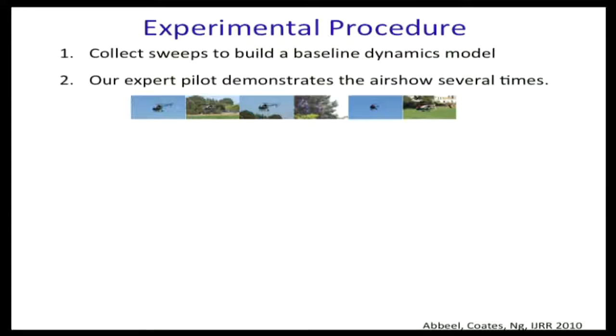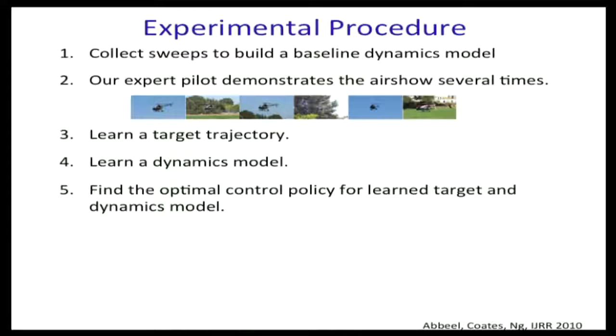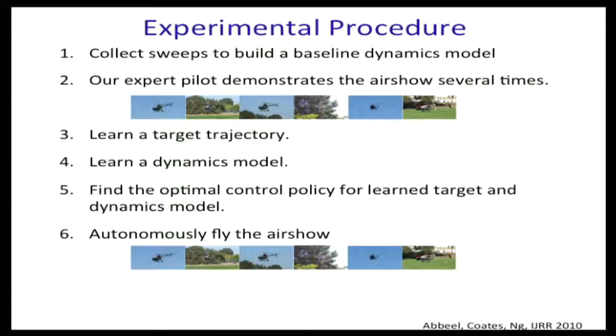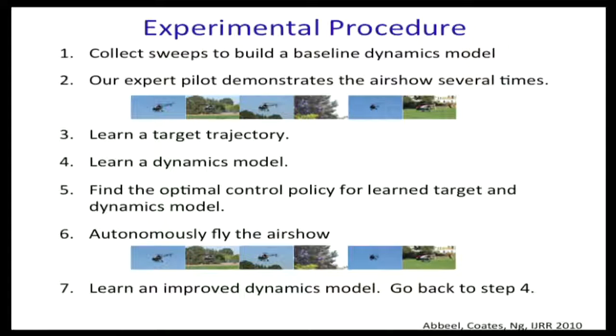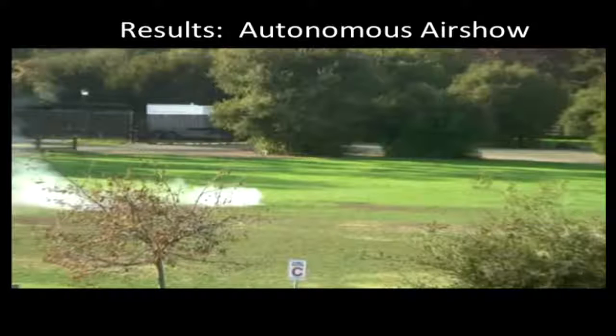Okay, so this is what it looks like as a whole. You collect some data, then the pilot demonstrates the air show, you learn a target trajectory, you learn a dynamics model, find an optimal control policy, you fly this. Actually, typically, if you do something long, it won't fly the whole thing, but it'll fly for maybe 30 seconds into it. You collect the data, you improve your dynamics model, and this autonomous data is actually better to work off because it's automatically time-aligned. It's much easier to build a dynamics model from than the pilot data. You improve the model, go again, and repeat this, and typically in about 20 iterations, you get to something where the helicopter can reliably fly very precisely the maneuvers that the pilot demonstrated. So this takes about an hour in real time to train something new.